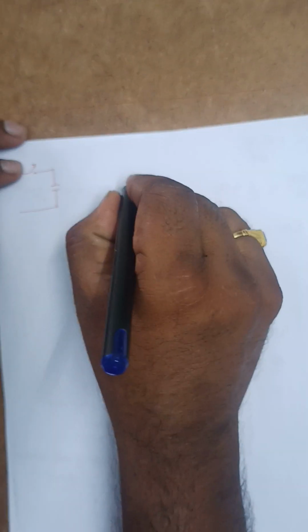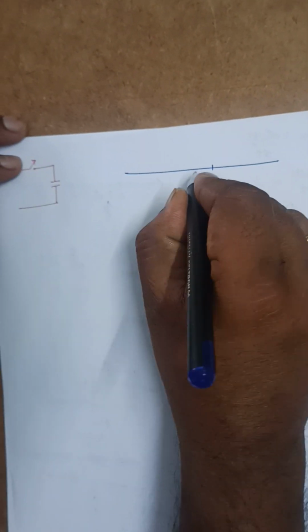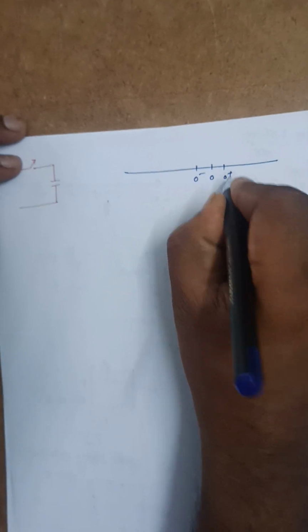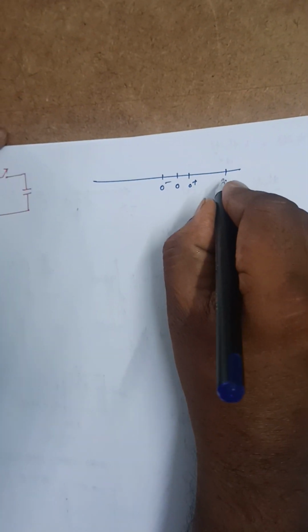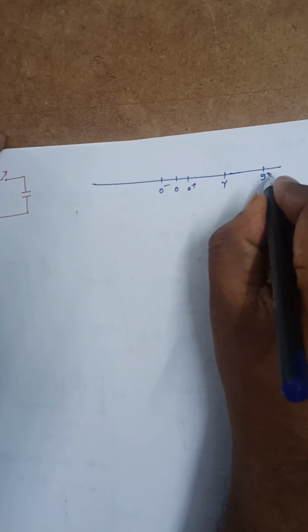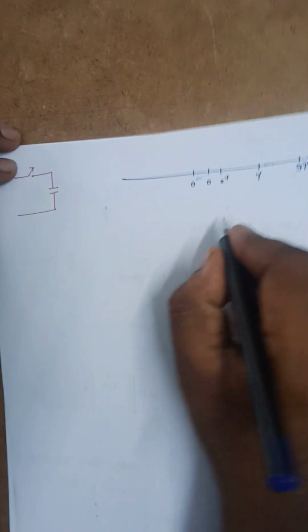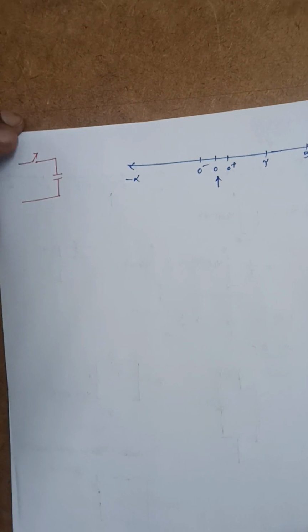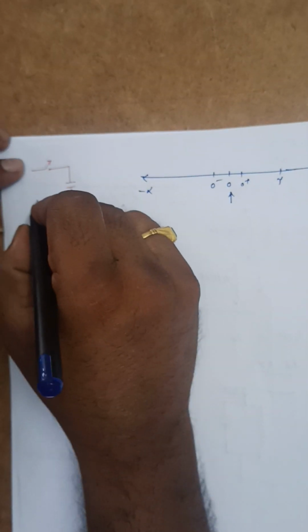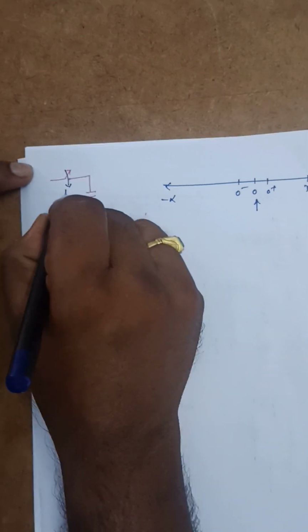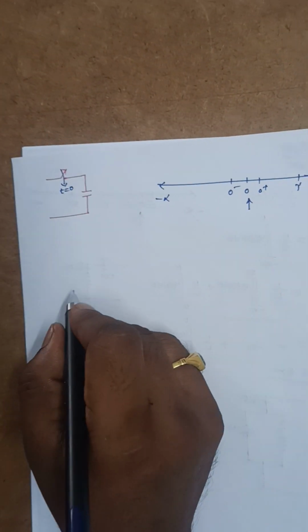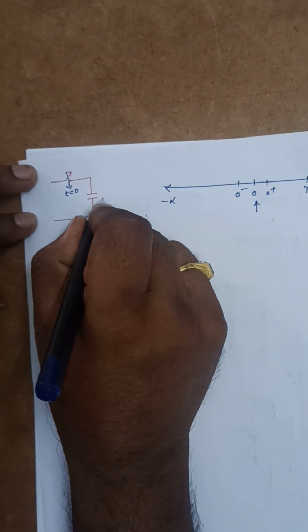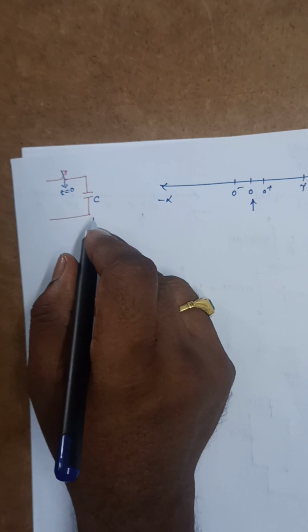Same time axis: t is equal to 0 minus, 0 plus, tau, 5 tau, infinity, minus infinity. This t is equal to 0 is the instant at which the switching action is done, and C is the capacitance offered by this capacitor.